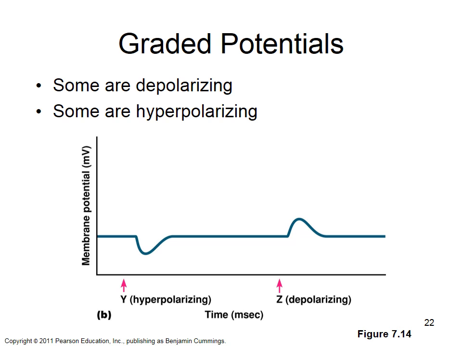Graded potentials can be depolarizing or hyperpolarizing. If they're depolarizing, so here we have stimulus Z causing depolarization, they're what's called excitatory. They're going to make that neuron more likely to fire an action potential. If they're hyperpolarizing, they're inhibitory. They're going to make that neuron less likely to fire an action potential. And you may be thinking, why the heck would you ever want hyperpolarizing graded potentials? Don't you want your neurons always to fire action potentials?